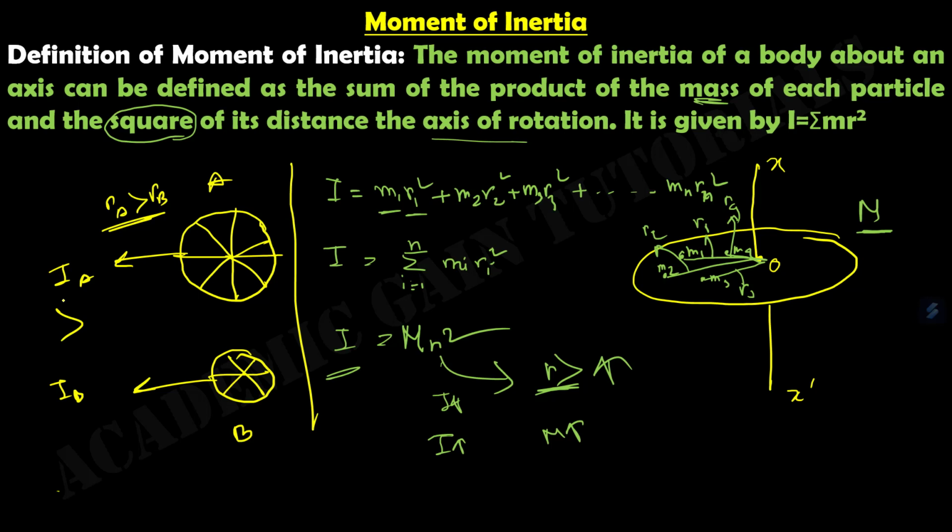So this is the whole concept of moment of inertia, and the formula of moment of inertia is I equals m r square. We have to remember the basic definition of moment of inertia and how this inertia helps in our day-to-day life. This is the main concept of moment of inertia.